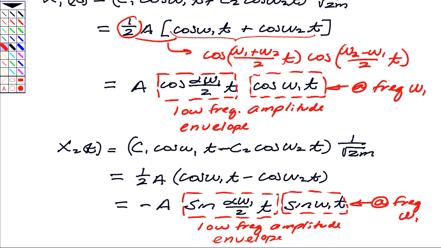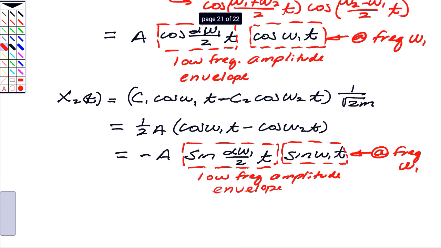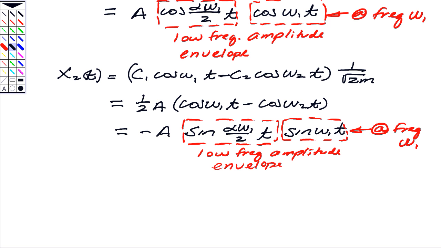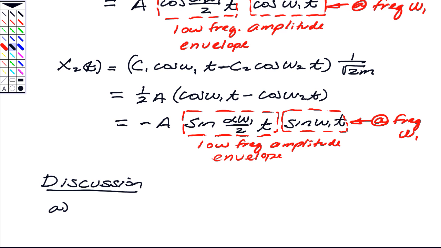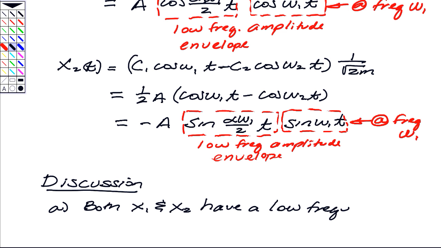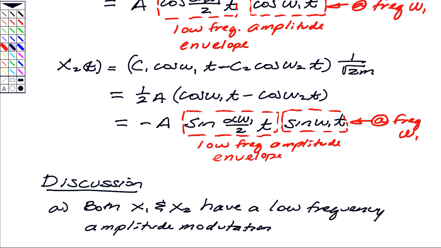So what does this mean? Let's say in words what the math is saying in terms of these equations. For our discussion, there's a couple points to be made. The first point is that both x1 and x2 have a low frequency amplitude modulation. And we got this by looking at alpha as being small.